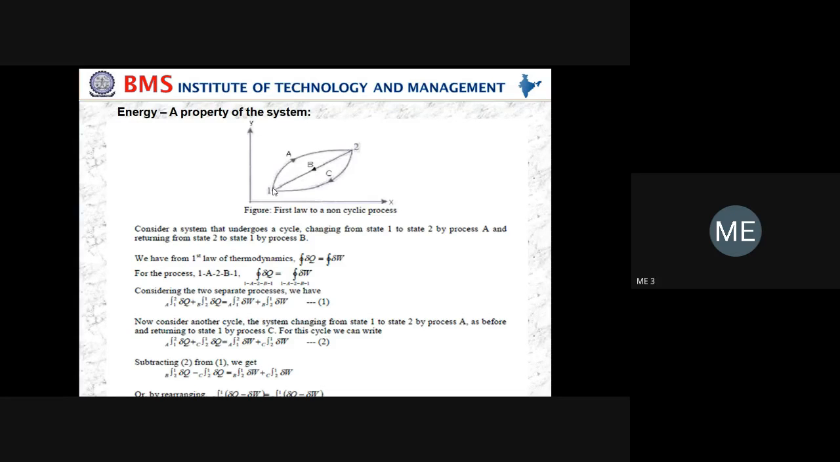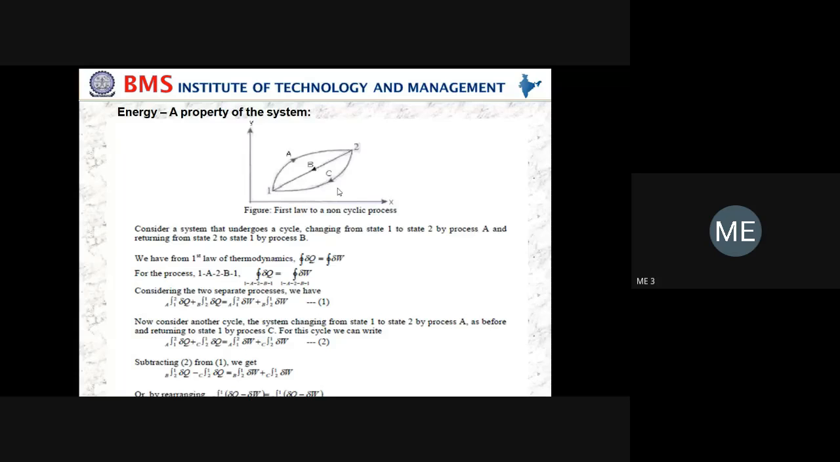Now I am taking state 1 and it reaches state 2 by following path A. Then it returns from state 2 to state 1 by following path B. Now the second time, it starts from state point 1, reaches state point 2 by following path A, then instead of following path B, it follows path C. There are two things you have to consider. First, 1 to 2 by A, and then 2 to 1 by B. Second, 1 to 2 by path A, and then 2 to 1 by following path C.